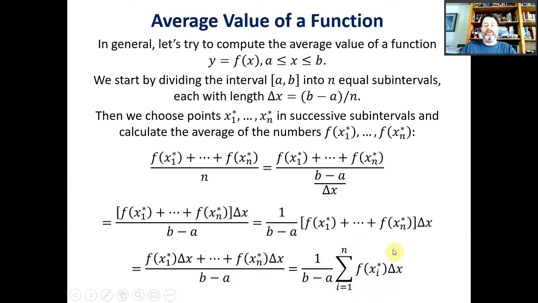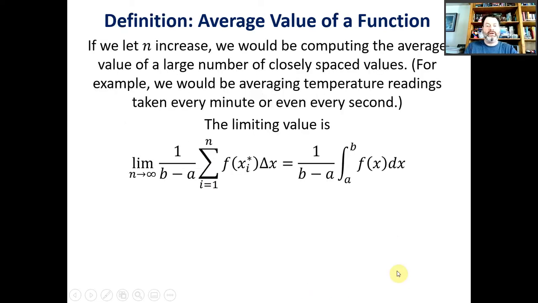Well, this Riemann sum right here is exactly the formula for the definite integral. So you just take this whole thing, leave the 1 over b minus a out front, and multiply it by the definite integral. And that gives us this formula.